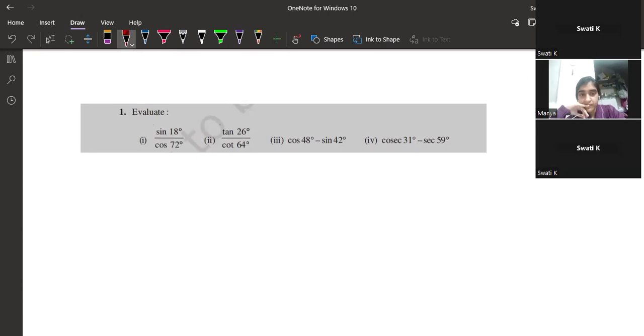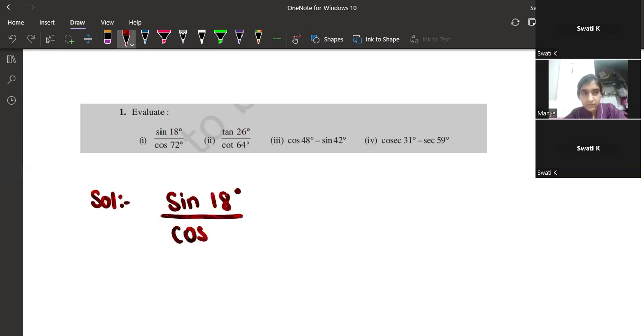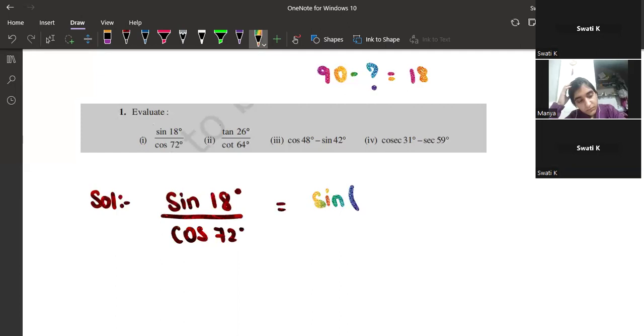Of course, you don't know. We know only for 0, 30, 45, 60, right? We don't know for these ones. So there is a way to solve these questions, and I'll tell you how. The question is sin 18 degree upon cos 72 degree. Now my question is, Manya, how are you going to write 18 degree? That means, 90 minus what will be 18?